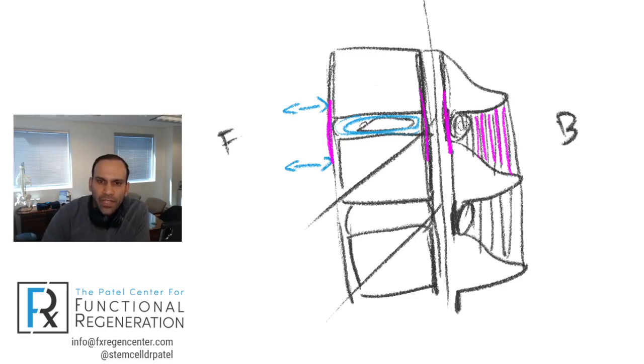Now finally, these facet joints that are there, the facet joints are interesting because the orientation of the facet joints allows for motion, but also allows for stability.